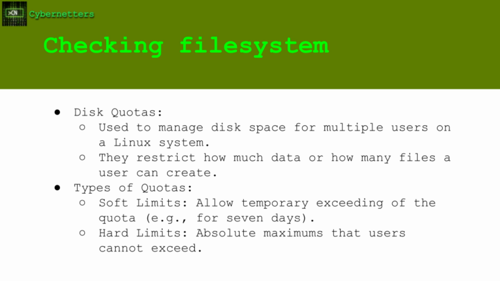So there are two types of quotas here. The first one is soft limits. This is like a warning zone. Users can exceed their limits temporarily, but only for a set period, like a grace period of 7 days. After that, they must free up space. And then you also have the hard limits, which is the absolute max. Once a user hits their hard limit, they cannot store more data, no exceptions.